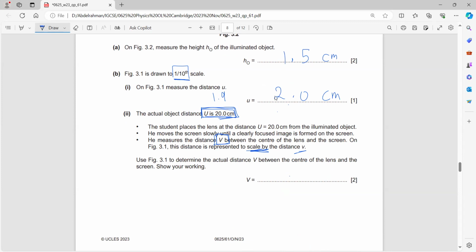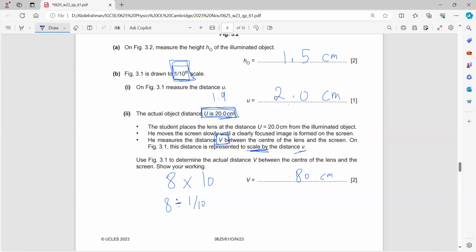Why? That's not the actual distance. That's the scaled distance, 1/10 the scale. So how can I find the actual distance? 8 times 10 should give me 80 centimeters. Some would prefer to do 8 divided by 1 over 10, which would also give you 80 centimeters, but 8 times 10 is much easier. Just multiply it by the scale and it would give you 80 centimeters.